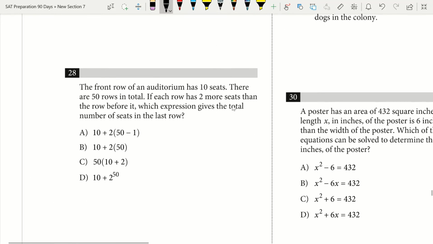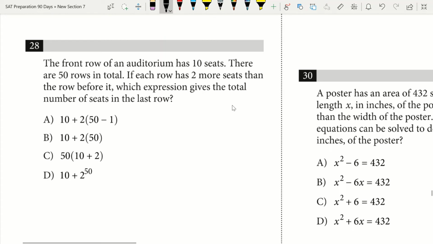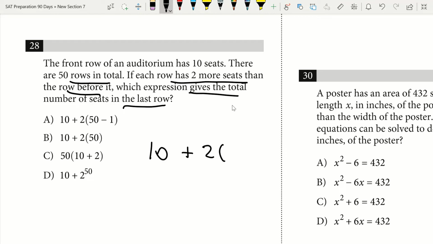All right, 28. Front row of an auditorium has 10 seats. There are 50 rows in total. If each row has 2 more seats than the row before it, which expression gives the total number of seats in the last row? All right, well, our first row, right, that has 10 seats. Okay, now we know each row after that is going to have 2 more for a total of 49 more rows after that. Now, why is it 49 more rows or 50 minus 1? Well, we know there's 50 rows in total, and our first one has 10. We can't count our first one twice, so we have to subtract that first row that we have by doing that minus 1. Okay, so answer there is going to be A.